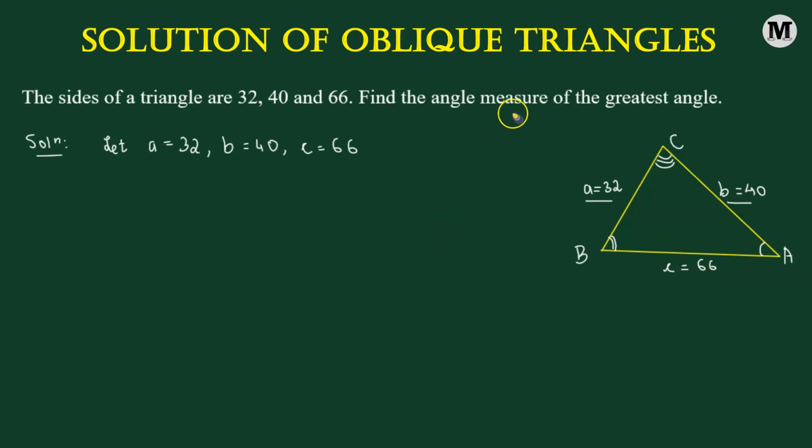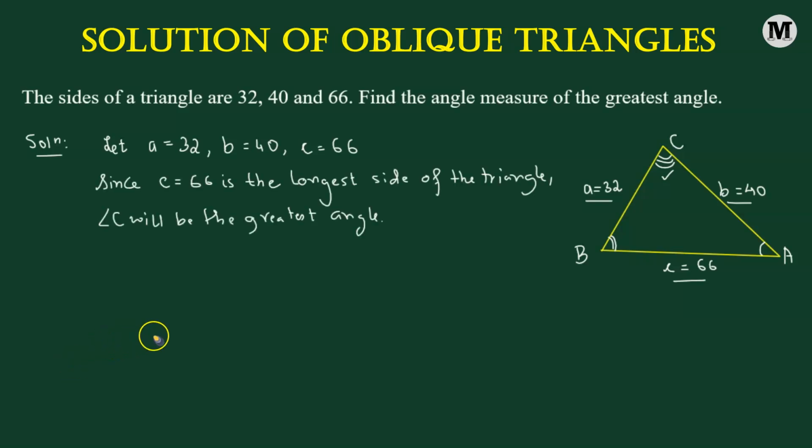So here we need to find out the angle measure of the greatest angle. Now clearly we see here that the third side, or you can say side AB with a measure of 66 units, is the longest side of the triangle, which means that angle C is going to be the greatest angle. So here our goal will be to determine the value of C, the angle measure of C.